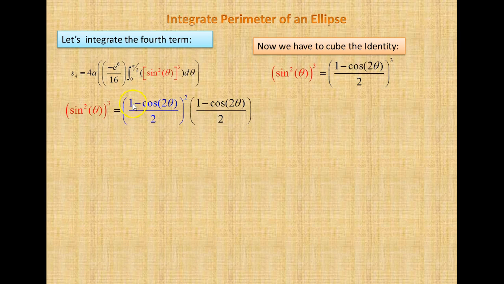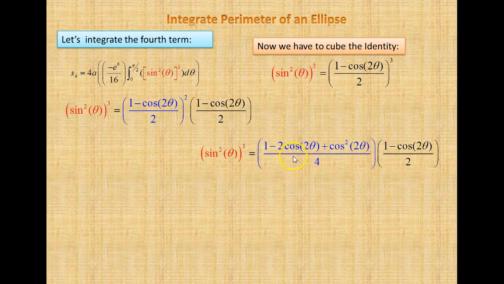What we do is take (1 minus cosine 2 theta) divided by 2 and square it, and then multiply it by itself again. That cubes it. Then we take the square and multiply the square by the cube. And this is algebra. That's why you have to be good in algebra to study calculus, because there's a lot of algebra.